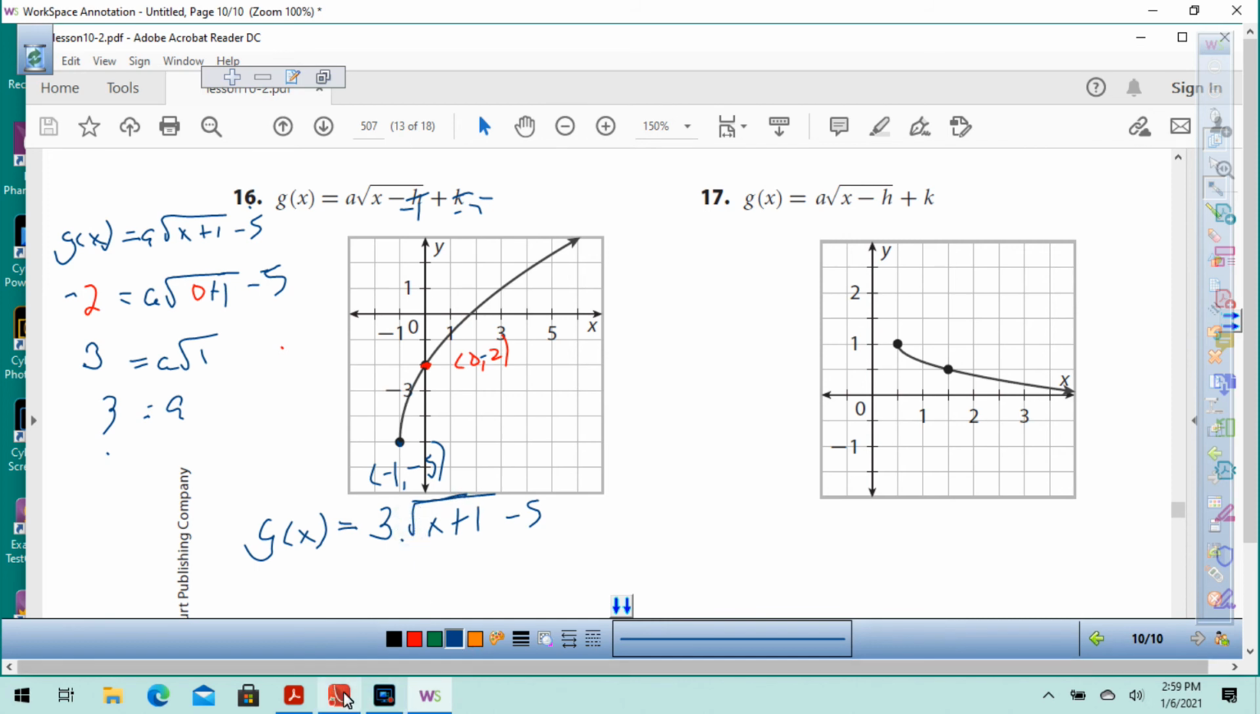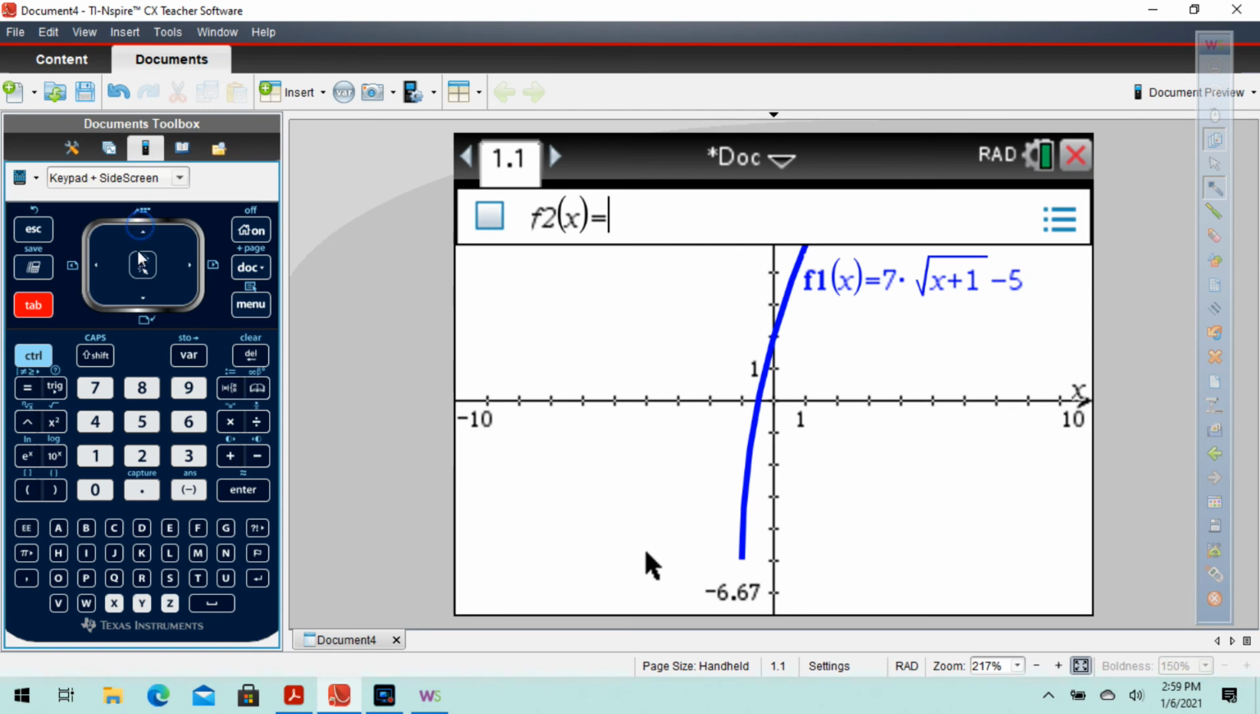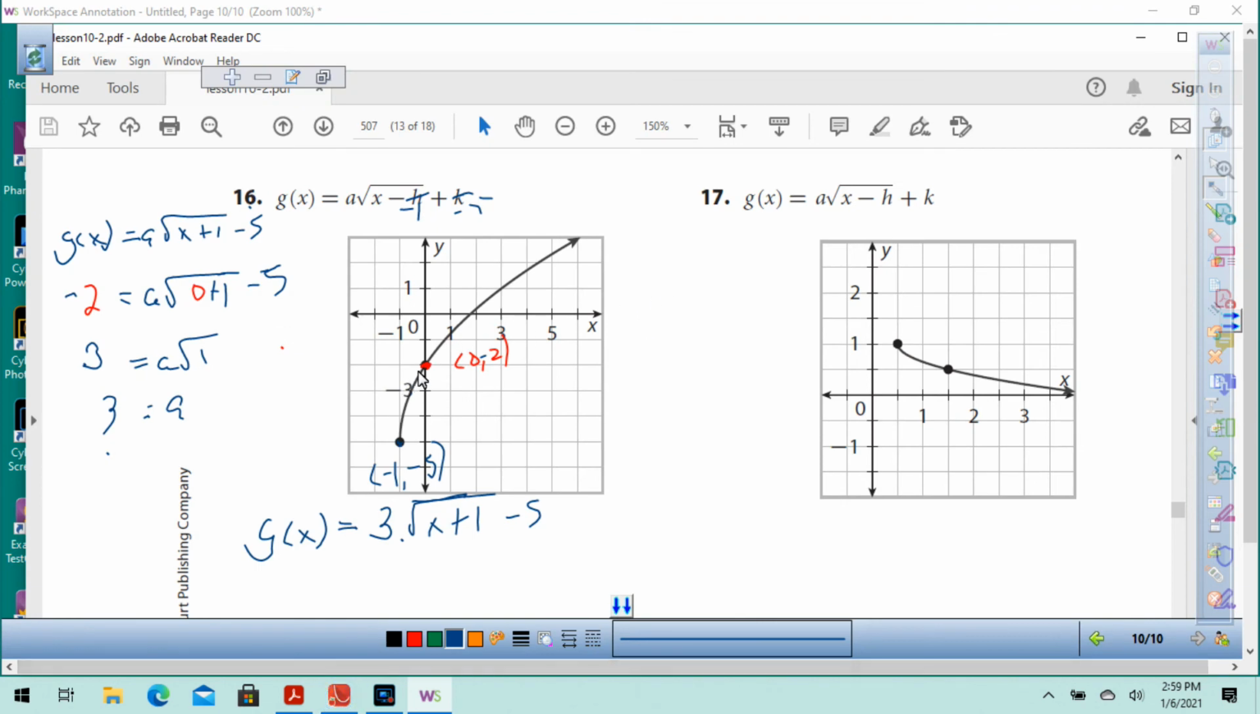And then, oh, look at there. See what them negatives will do to you? Tab. And let's go change that to 3. Enter. There it is. That looks right because that goes through 0, 2, and 0, -2. All right. So we got it.